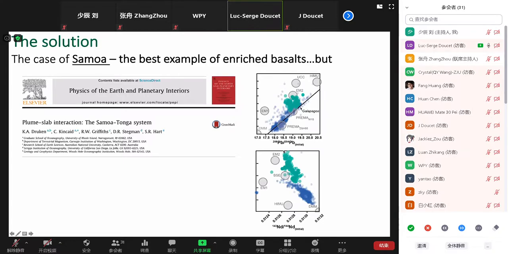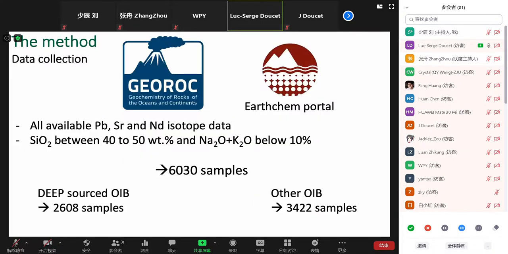So using this, what we decided to do is to collect the data from the good hotspots, the deep hotspots, and compare them to the non-deep hotspots. The method we use in the paper: we collect all the data we have from big online databases, GeoRoc and EarthChem. Basically, we select all the rocks for which we have the major elements, the lead, strontium and neodymium isotopes, and we select only those with basaltic composition, so SiO2 from 40 to 50, and potassium and sodium below 10%.